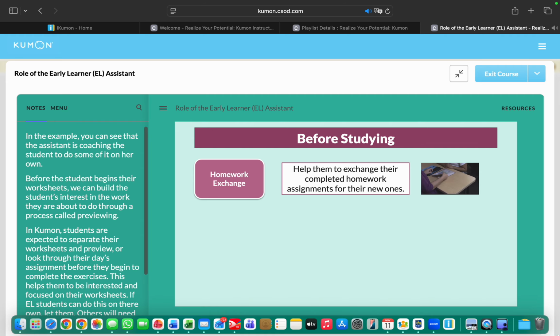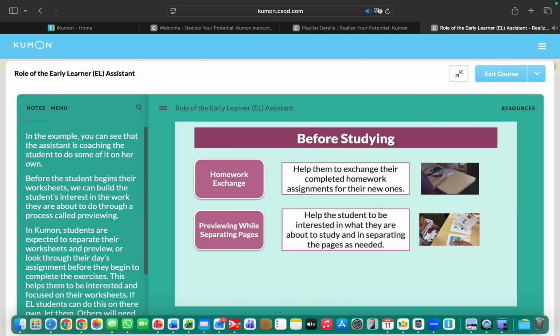Before the student begins their worksheets, we can get them excited about the work they are about to do through a process called previewing. In Kumon, students are expected to separate their worksheets and preview or look through their day's assignment before they begin to complete the exercises. This helps them to be interested and focused on their worksheets. If EL students can do this on their own, let them. Others will need you to model or to separate the pages for them. Let's take a look at an example of this. Take note of the ways in which the assistant tries to get the student interested.